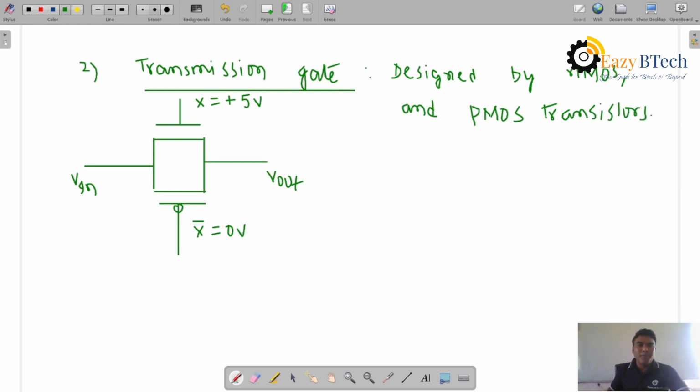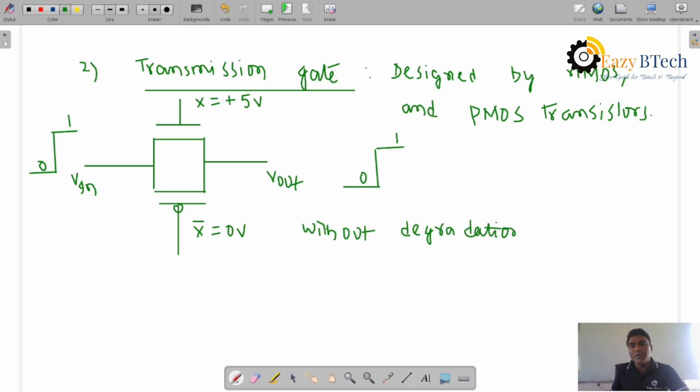PMOS transistors. So what happens then if you are applying without degradation of logic level, then we will get the output signal without degradation of threshold voltage; as it is, we'll get the output signal. If you are applying logic 1, then output voltage is also 0 to 1. So without degradation, we will get the signal output.